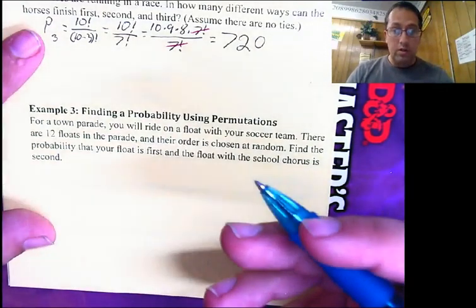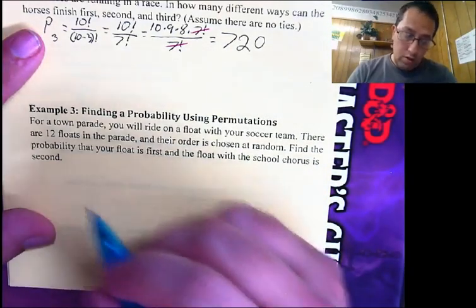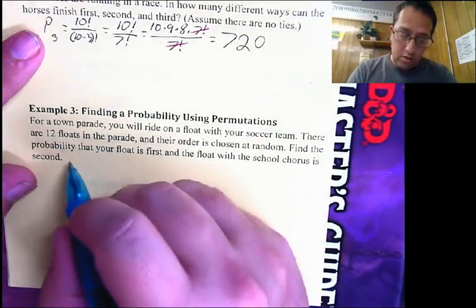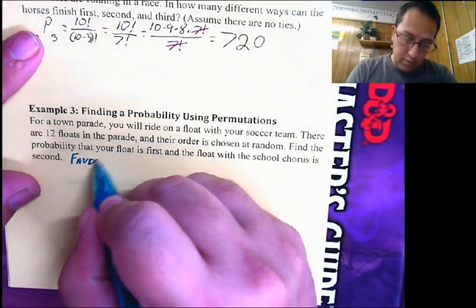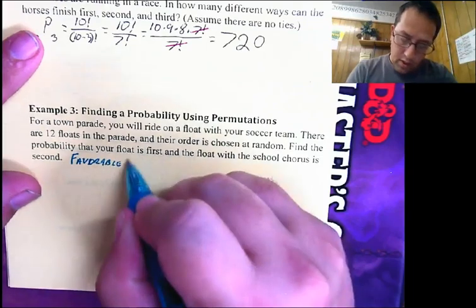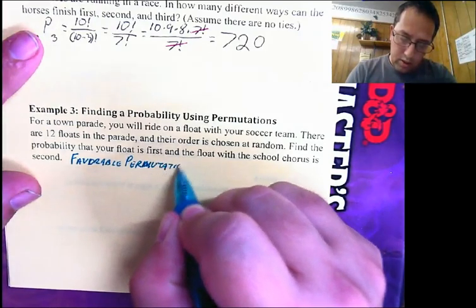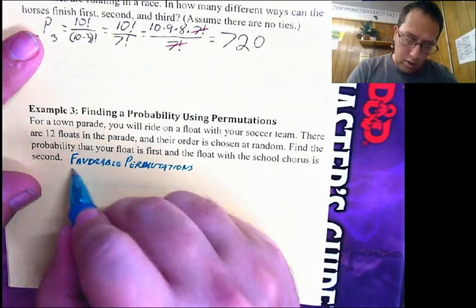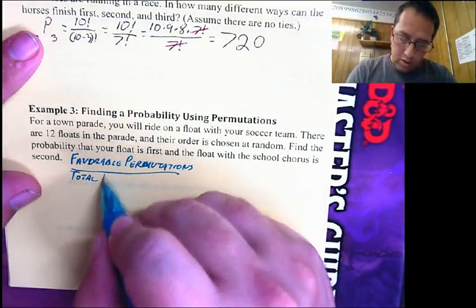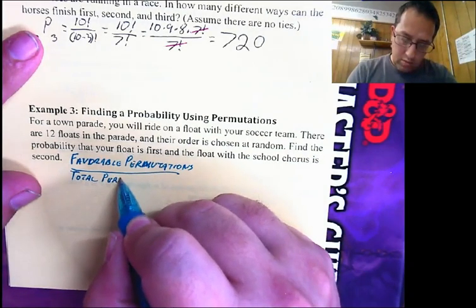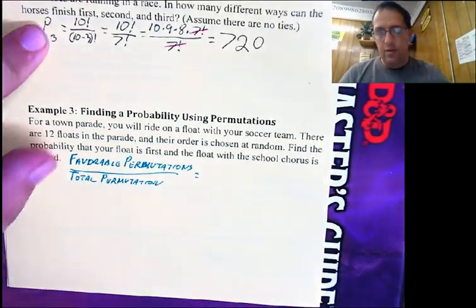And does the order matter here? Yeah, the order matters because we want to know how many different ways we can do this. So the order kind of matters because we want to be first and the chorus second. So what we're going to have is favorable permutations over total permutations. All right, so let's just stop to think about this.